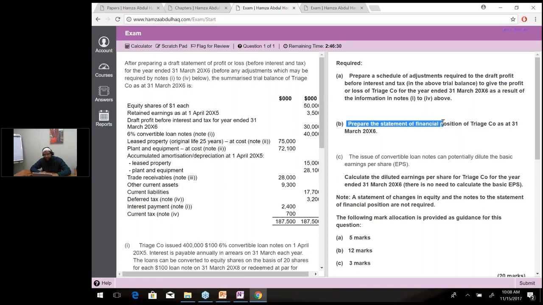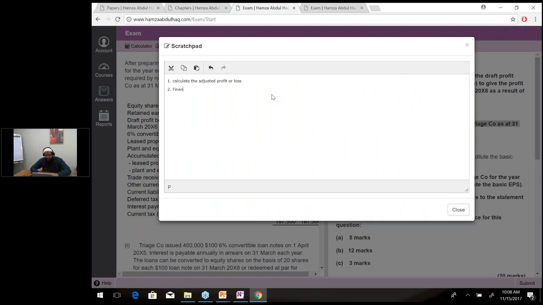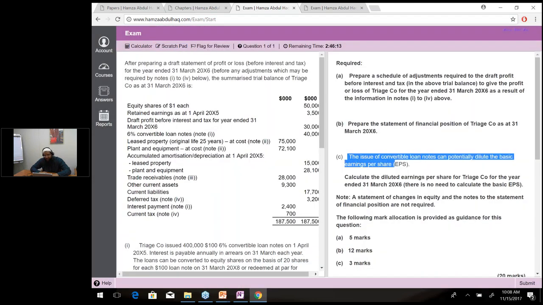Now let's read out the second requirement that the question wants from us. Prepare the statement of financial position of Triage company as at 31st March 2026. So we also need to prepare the financial position. So I'm writing, I have to prepare the financial position. And there is another requirement. The issue of convertible loan notes can potentially dilute the basic earnings per share. Calculate the diluted earnings per share for Triage company for the year ended 31st March 2026, there is no need to calculate the basic earnings per share. So the third requirement is actually to calculate the diluted EPS.